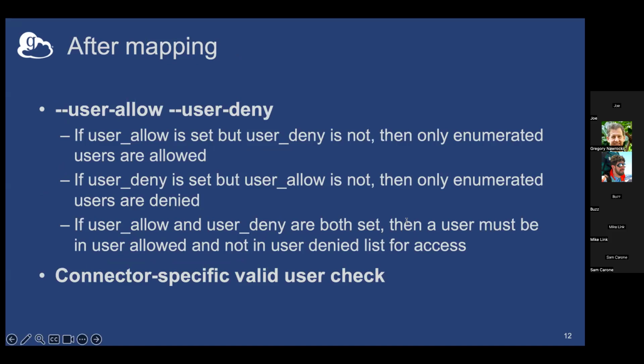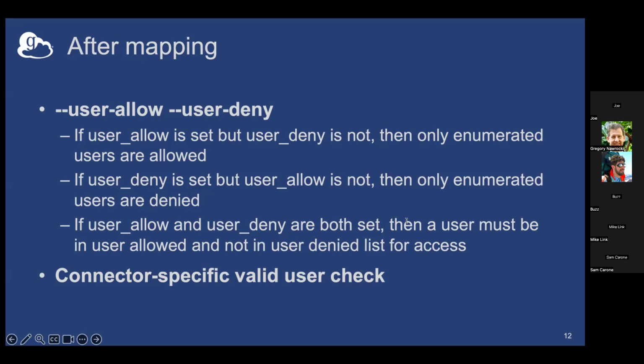If only user allowed is set, then a user must be in that list in order to access the resource. And that is the user account name after mapping. If the user deny is set, but allow is not, then only the listed users are denied, and anyone else that is mapped, if they have a valid account, is allowed access. And if they're both set, then a user must be in the allowed list and not in the denied list.